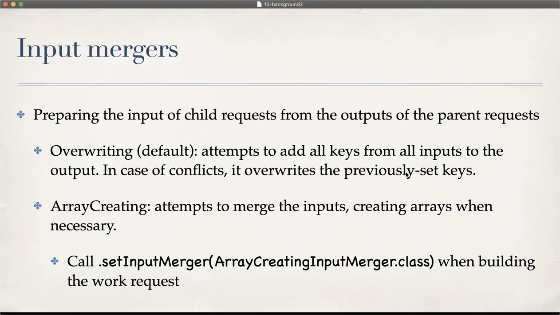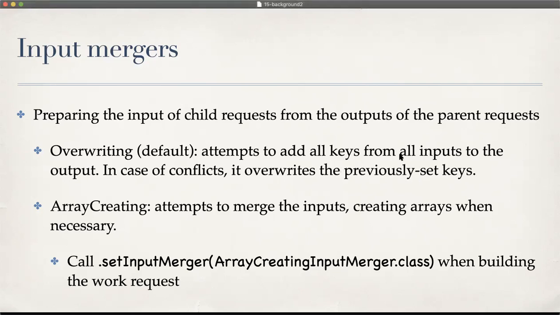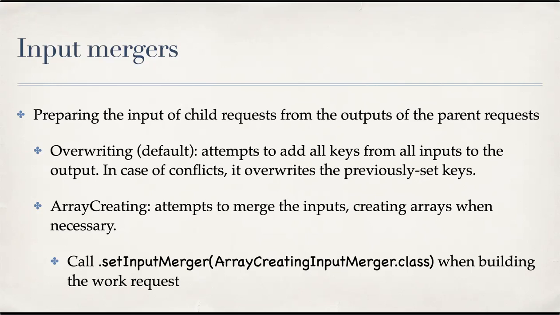So whichever task finished later gets to overwrite the output of the previous one. So it attempts to add all the key value pairs, that is the input output data, right? It attempts to add all the keys from all the inputs to the output, but in case of conflict, it overrides the previously set keys. So this is sort of non-deterministic. You will never know which one of the parallel tasks will finish first or later. You can't really predict that.